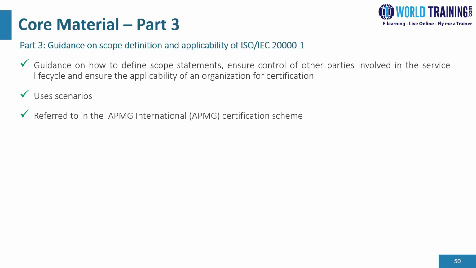And then we move on to part 3 of the core material. This document is dedicated entirely to scope definition. Why is this needed? Defining the scope of your service management system can be tricky. Are we certifying the cloud services, the desktop support, the London office, or the global entity? So part 3 is excellent because it uses scenarios. It gives examples of different organizational structures and explains how to write a valid scope statement for each. If you're struggling to define your boundaries, this is the document to check.